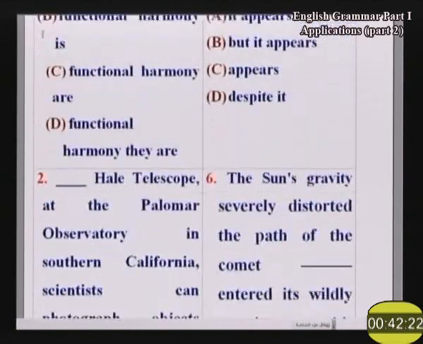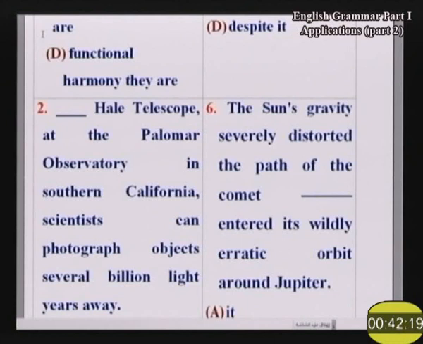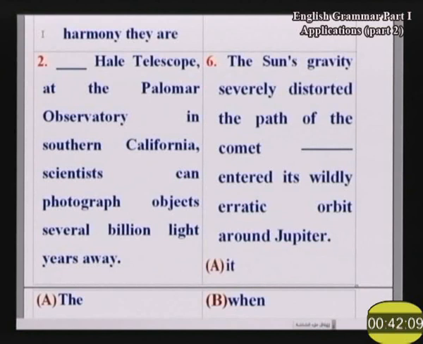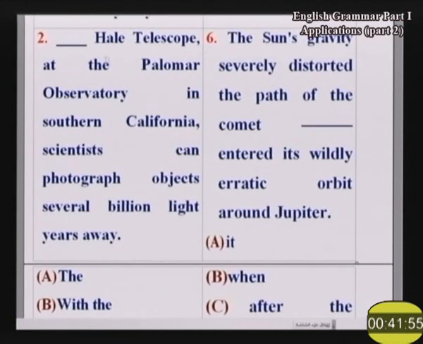طيب, نشوف نمرة 2. Hale telescope at the Palomar Observatory in Southern California, scientists can photograph objects several billion light years away. ممكن نكون مش فاهمين الكلام ده. أنا لازم أركز فيه مثلا عشان أفهمه لأنه علوم. طيب, لكن أنا بقول Hale telescope at the Palomar Observatory in Southern California, scientists can photograph objects. طيب, أنا عندي هنا subject و verb وكل الحاجات الأساسية دي, الحاجات اللي فوق دي غير أساسية. الجملة الأساس عندي scientists can photograph objects, هي دي. طيب, يبقى أنا عايزة حاجة تكمل Hale telescope.